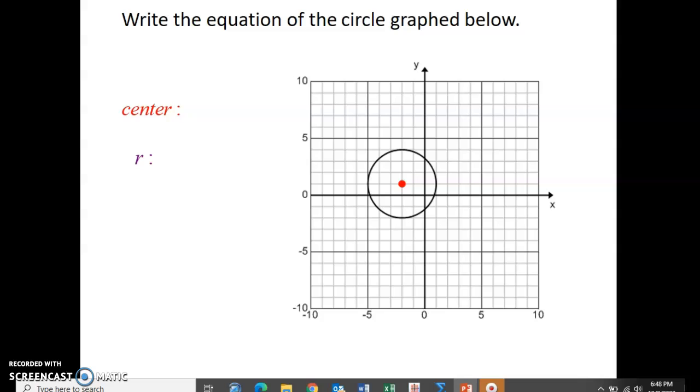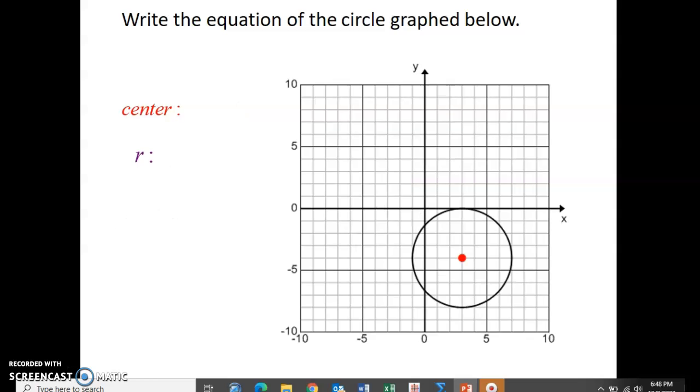Okay, so the center of our circle in this case is negative 2, comma 1. Our radius, and it doesn't make a difference which side you pick from up, down, left, or right, is going to be 3. So now we're going to put those into our circle equation. It's going to be (x plus 2) quantity squared plus (y minus 1) quantity squared equals 9. The h and k values switch signs when they go back into the equation, and you square the 3 to give you 9.